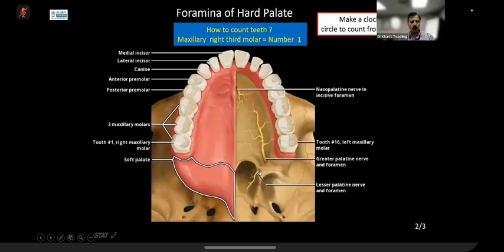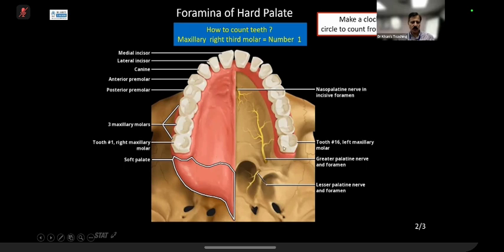How do you count the teeth? There are many conventions over the years, but these days people follow this one, where you number the teeth from 1 to 32. The key point to remember is where is the 1 and where is the 32. Maxillary right third molar is number 1. From here, start counting. This is the upper jaw. So start counting like this and then go down.